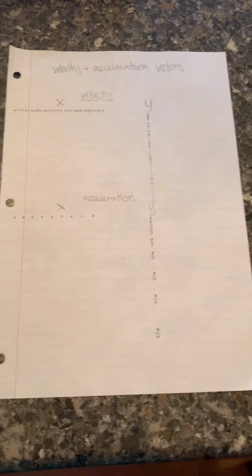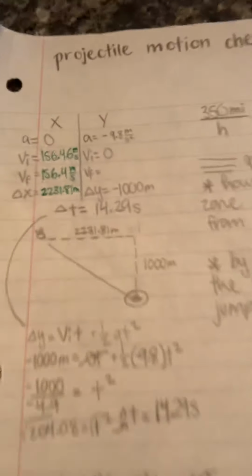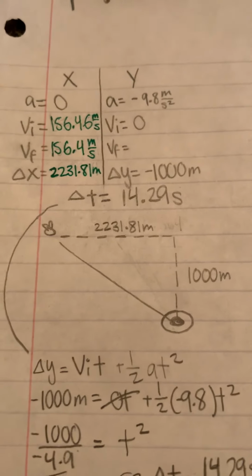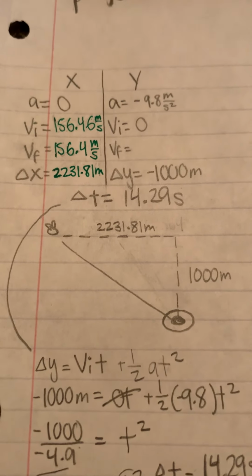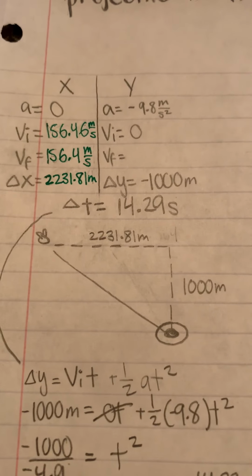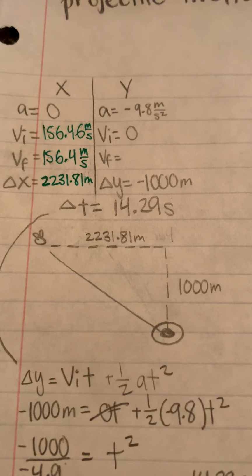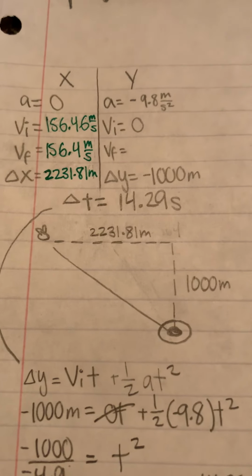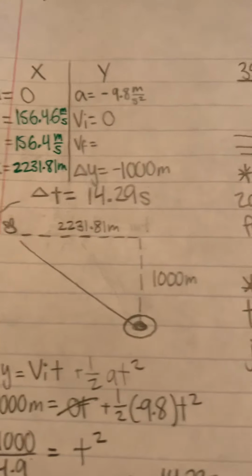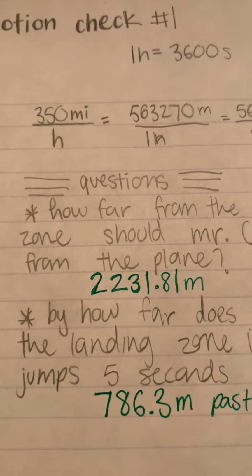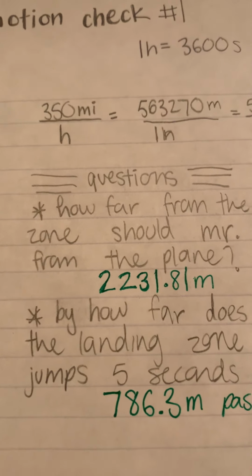So Mr. C is going skydiving, and here written in pencil are the given values of our situation. We know that his acceleration due to gravity in the y direction is negative 9.8 meters per second squared, that his y displacement is negative 1,000 because he's jumping from a plane 1,000 meters above the ground. We know that his x acceleration is 0. We also know that the plane is moving at a speed or a velocity of 350 miles per hour.